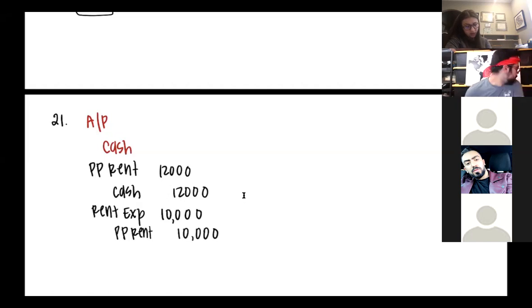Good. So AP is what kind of account? Liability. Does debiting it increase it or decrease it? Decrease. Cash? Asset, decrease. Prepaid rent, asset, decrease. I mean increase. No, cash is assets, so decrease. Rent expense. Increase or decrease net income? I mean, decrease. And prepaid rent? It's an asset, we have to decrease it.